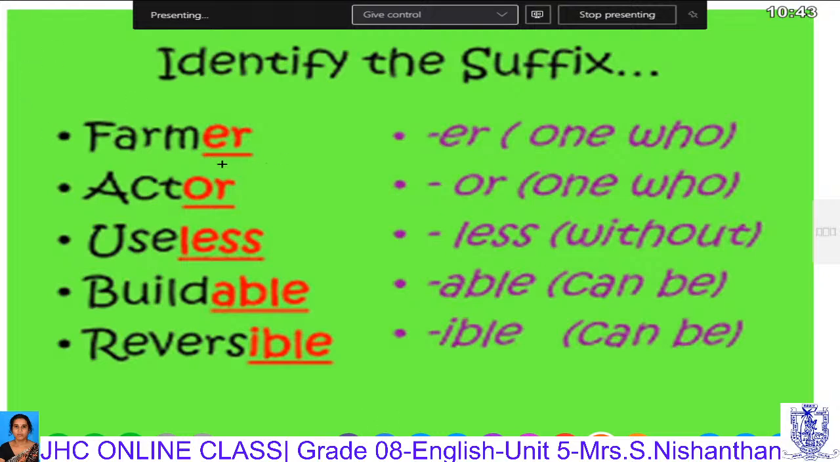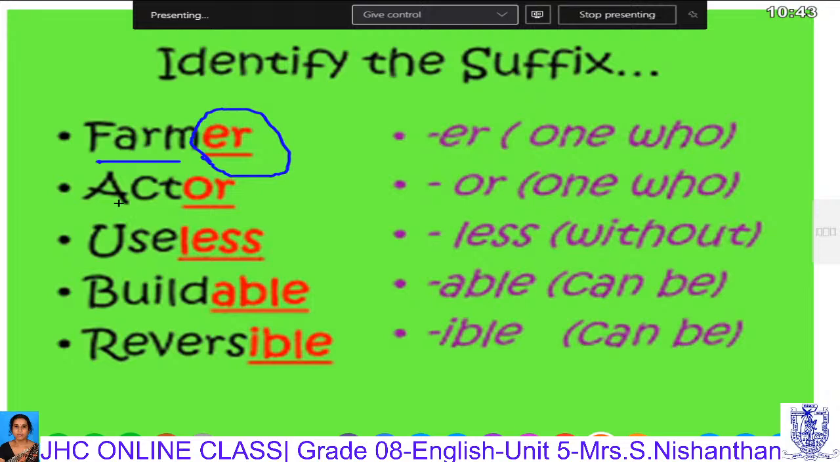Now, what are the suffixes you can identify here? First one, farmer. The suffix used here is er. It denotes a person. Farm is also a noun. Farmer is also a noun. But farm denoted a place and the farmer denoted a person.